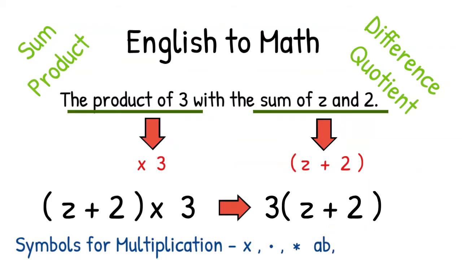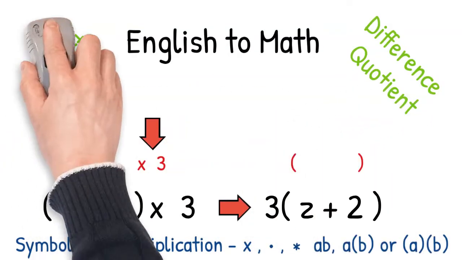AB. Anytime two letters are shown right next to each other, it means A times B. It is not a two-lettered variable. We do not use two-lettered variables. Parentheses are another way of indicating multiplication in algebra. This is what I used for this translation. We have 3 times what is in the parentheses, z plus 2.